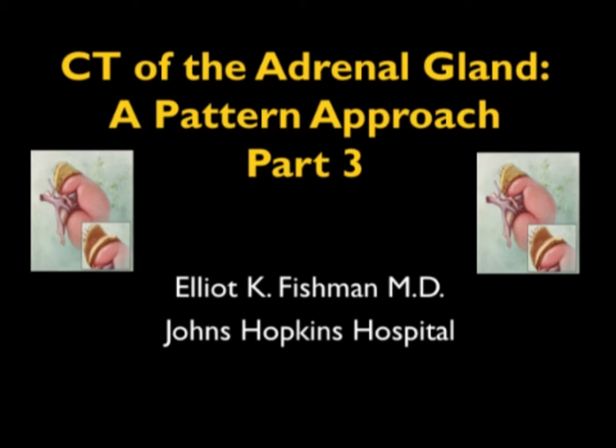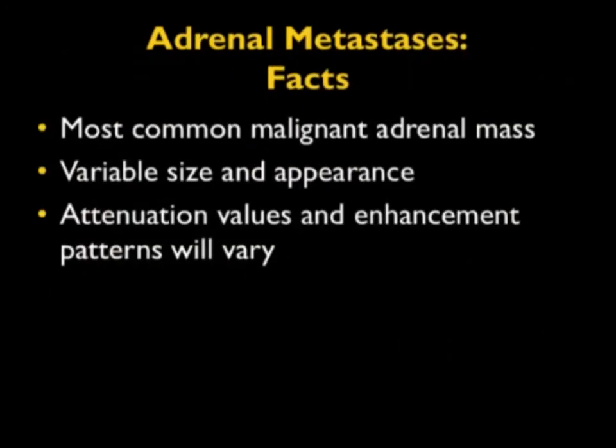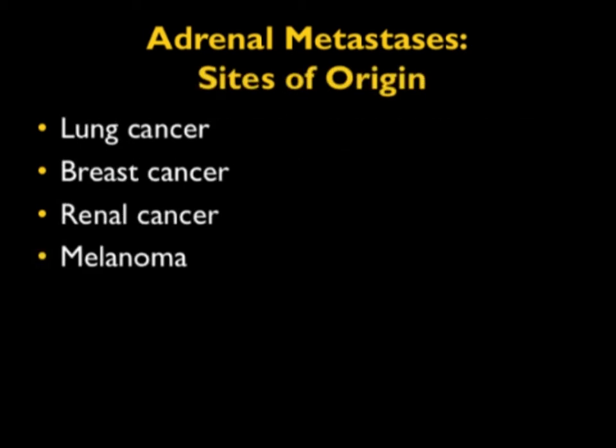Last time we spoke about primary adrenal carcinomas and some of their appearances. Now let's speak about metastasis. Metastases are probably the most common adrenal mass we are going to see that's malignant. Variable size and appearance with attenuation values that are variable. Most common primaries would be lung, breast, renal, and melanoma.